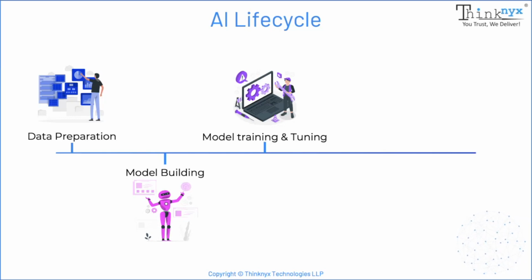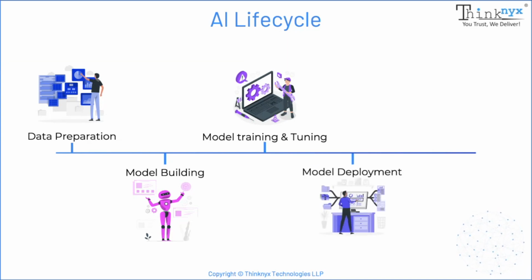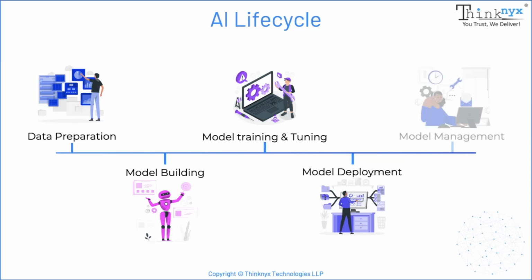Example, GPT-3. They took most of the data, they did model building, they tested, they tuned it, right? And they trained it more and more. After that, once it was done, they deployed it. And once they deployed it, it became chatgpt.com. And now what they are doing is managing it. Earlier, it was GPT 3.5.